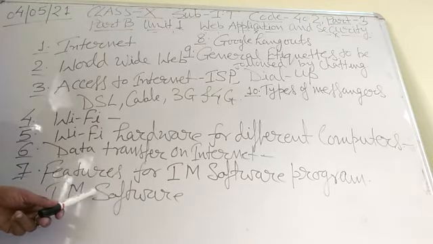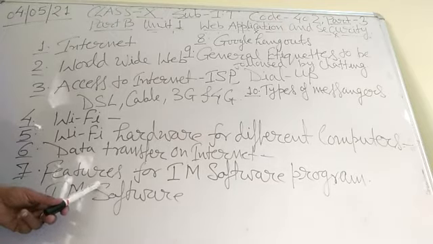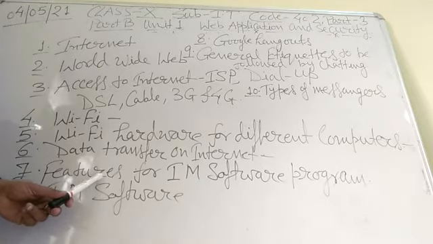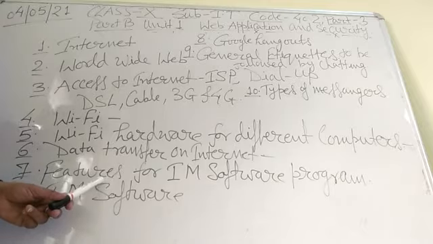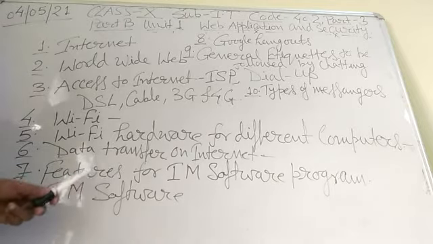And next is web based software. Web based software is like Meebo. Meebo is also known as part of Google. And Yahoo Web Messenger, MSN Web Messenger, IMO, eBuddy, etc. These are examples of web based software.